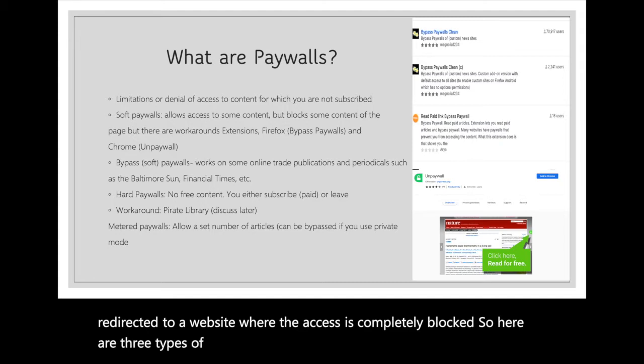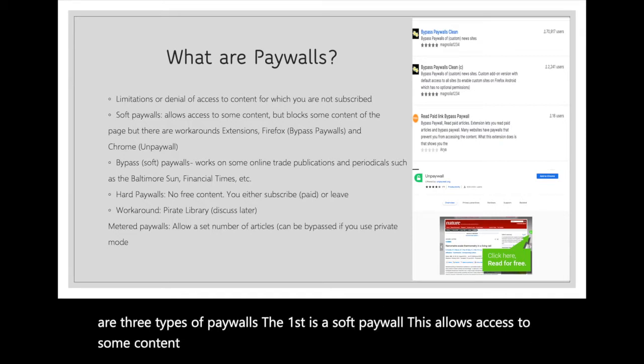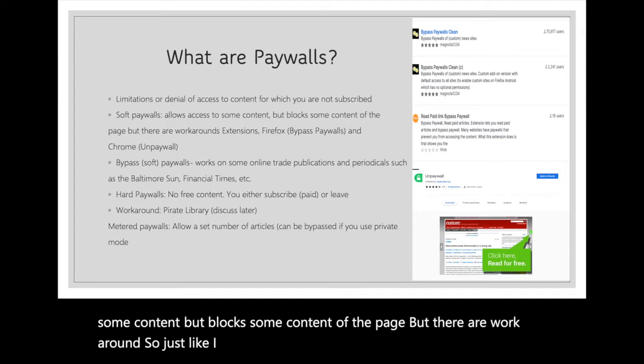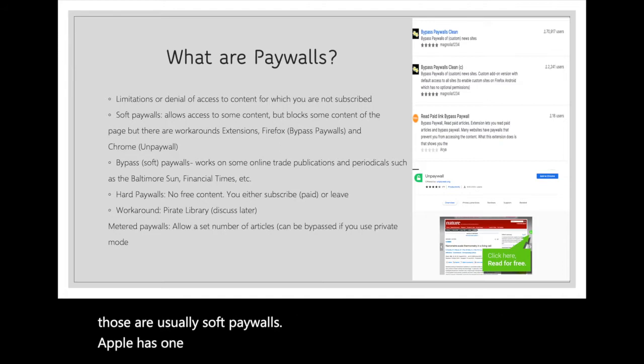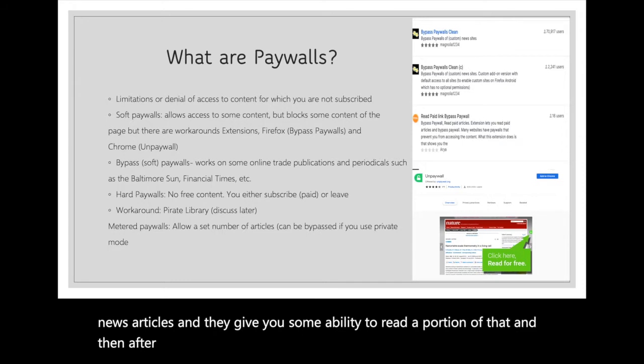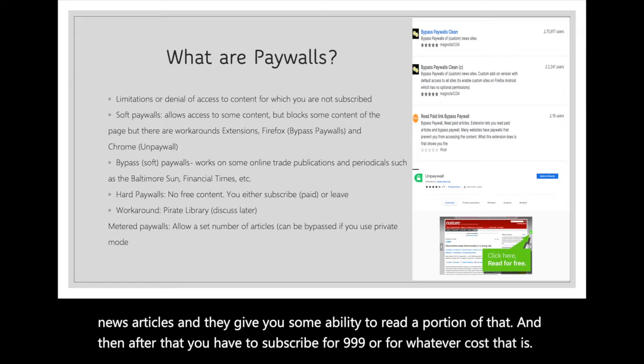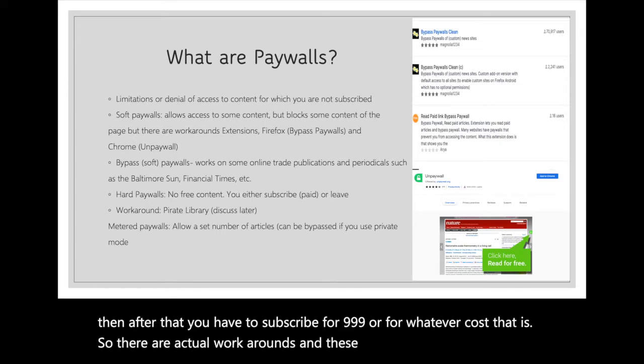The first is a soft paywall. This allows access to some content, but blocks some content of the page, but there are workarounds. Just like I said, especially in some news media sites, those are usually soft paywalls. Apple has one now where they also have their team that puts together news articles, and they give you the ability to read a portion of that. And then after that, you have to subscribe for $9.99 or whatever the cost is. So there are actual workarounds, and these are legal workarounds.